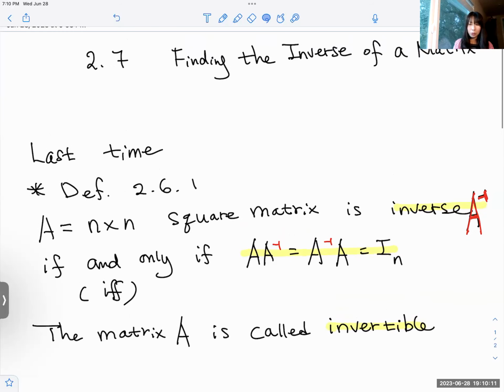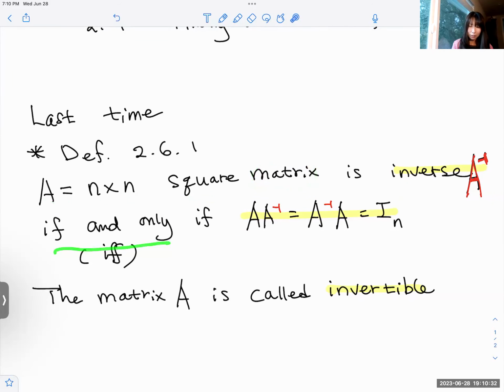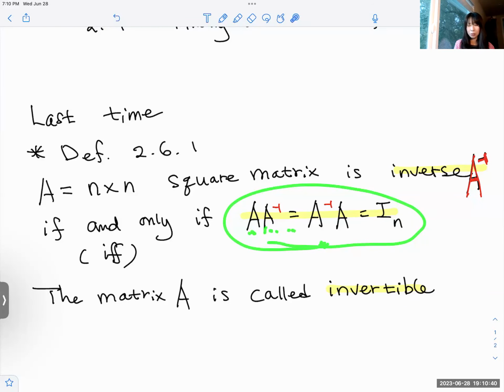Okay, so we are doing 2.7, finding the inverse of a matrix. Last time we had the definition. It's about the inverse, right? So we have a square matrix A, then A has an inverse if and only if this is satisfied, right? So A inverse times A equals A times A inverse equals the identity matrix, which is the same size n by n. Then we can say that the matrix A is invertible.